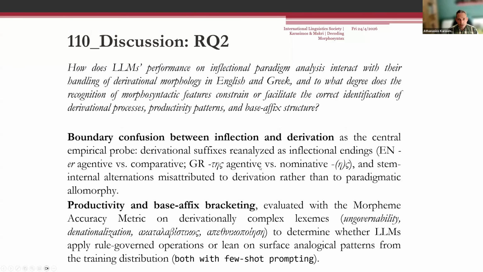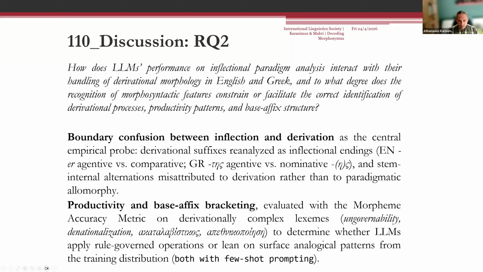Now, based on the second research question, whether the inflectional paradigm is intact compared to the derivational morphological analysis, we saw that the boundary confusion between inflection and derivation, as a central empirical probe, showed that the system can actually identify these kinds of processes, with only a few cases of specific derivational suffixes, like the -er as an adjectival derivational suffix, or -tis vs -is in the Greek case.